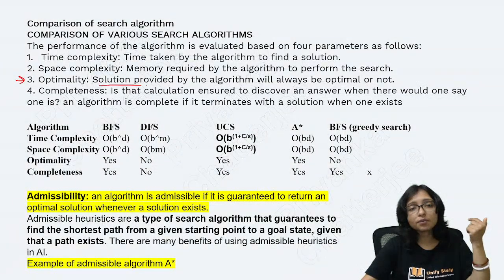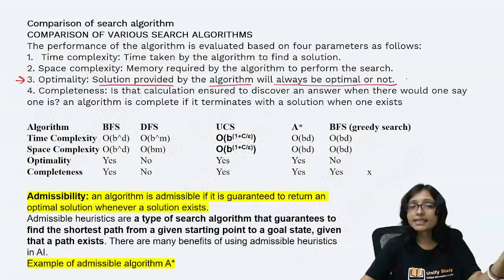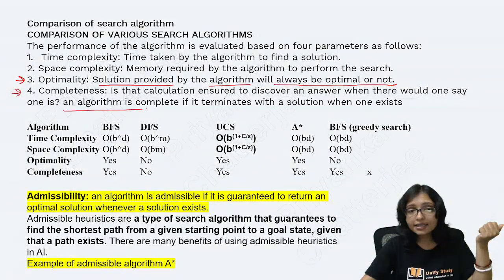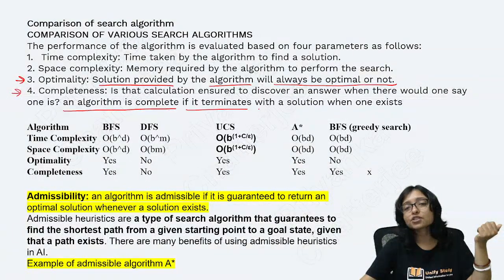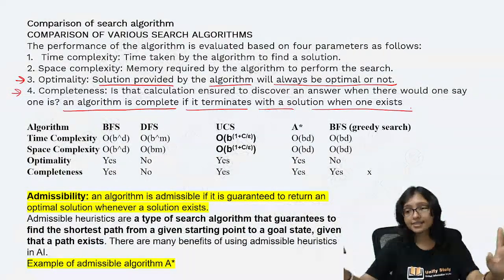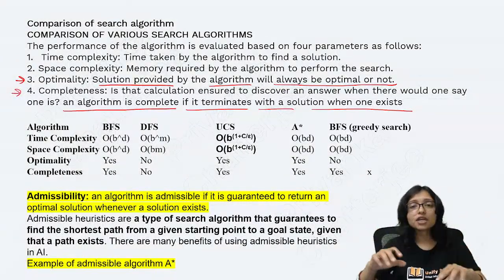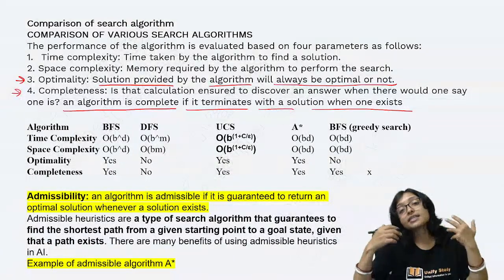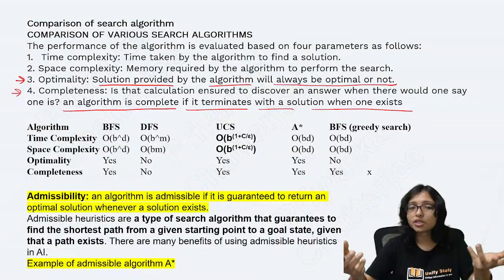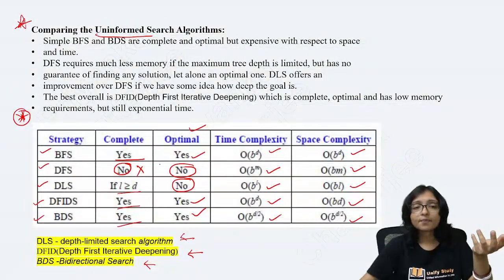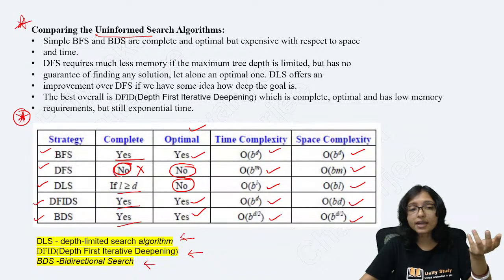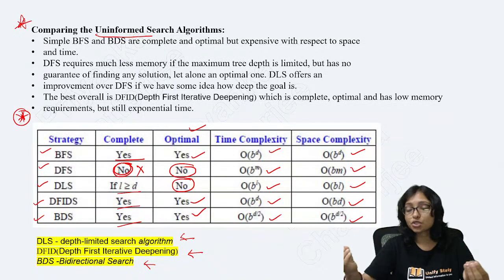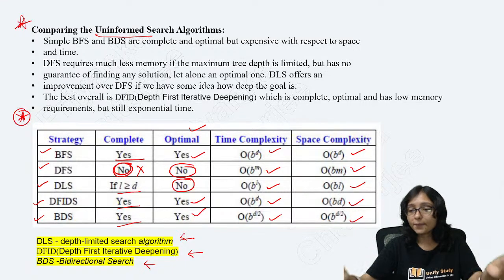Now, what is called optimality? Optimality means the solution provided by the algorithm will always be optimal or not. Completeness means the algorithm is complete if it terminates with a solution when one exists. If there exists a solution, it provides you a solution. That's why it is called complete. Otherwise, if sometimes it is not giving you a solution, that is not complete. That's why DFS sometimes cannot give you the solution, so it is not complete.